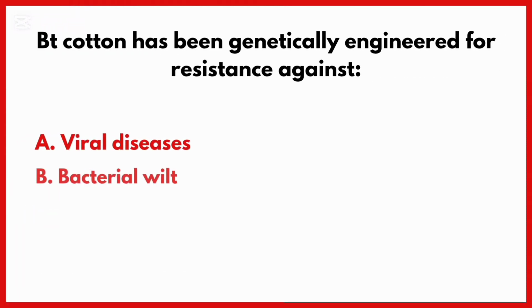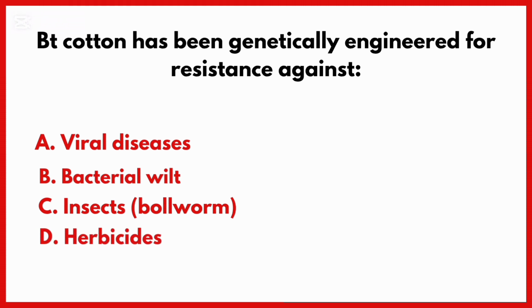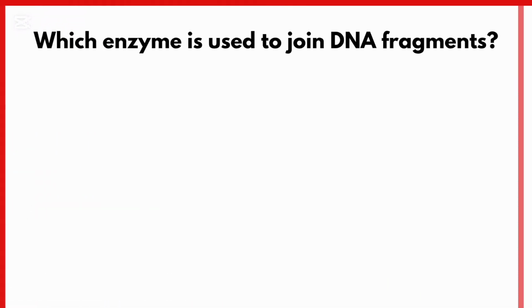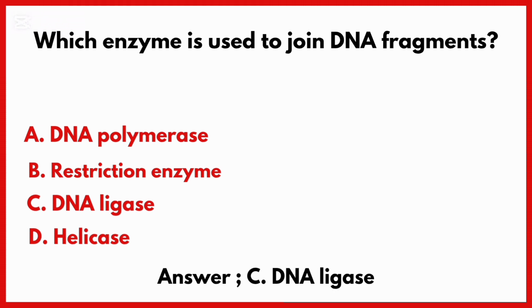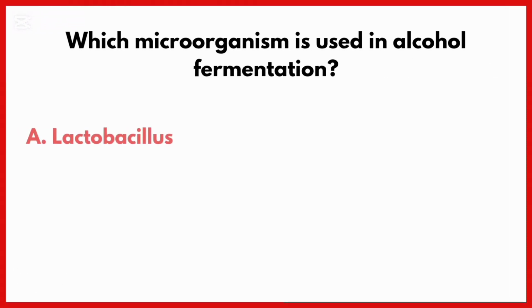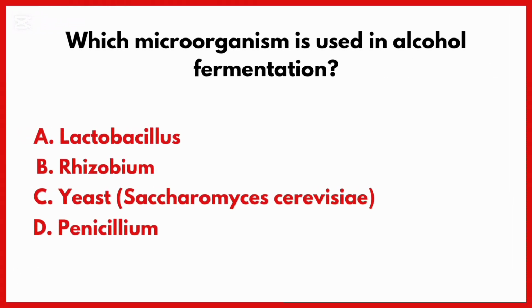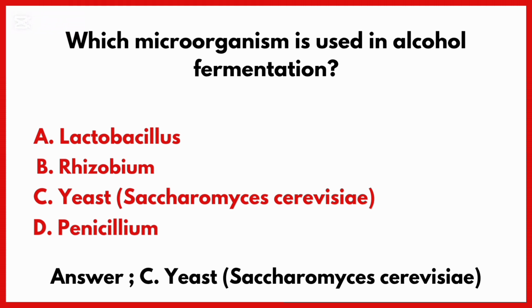Bt cotton has been genetically engineered for resistance against. Correct answer is option C. Insect. Which enzyme is used to join DNA fragments? Correct answer is option C. DNA ligase enzyme is used to join DNA fragments. Which microorganism is used in alcohol fermentation? Correct answer is option C. Yeast is used in alcohol fermentation.